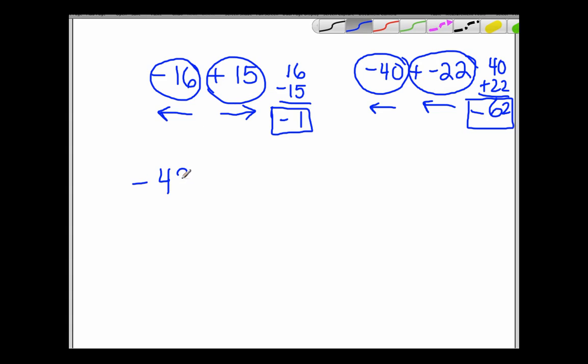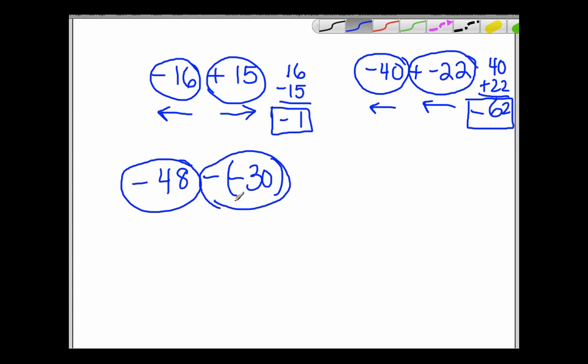Let's do another one. Negative 48 minus negative 30. All right, circle the number and anything that comes before it, just as we've done in the past. All right, starting at 48, taking the opposite of 48, which is negative 48, therefore it is left pointing. Starting at 30, taking the opposite of 30, which is negative 30, and the opposite of negative 30, which is 30. So that is right pointing.